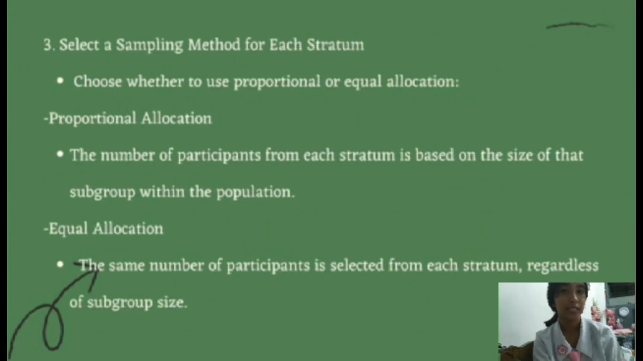Number 3. Select a sampling method for each stratum. Choose whether to use proportional or equal allocation. Proportional allocation: the number of participants from each stratum is based on the size of the subgroup within the population. Equal allocation: the same number of participants is selected from each stratum, regardless of subgroup size.